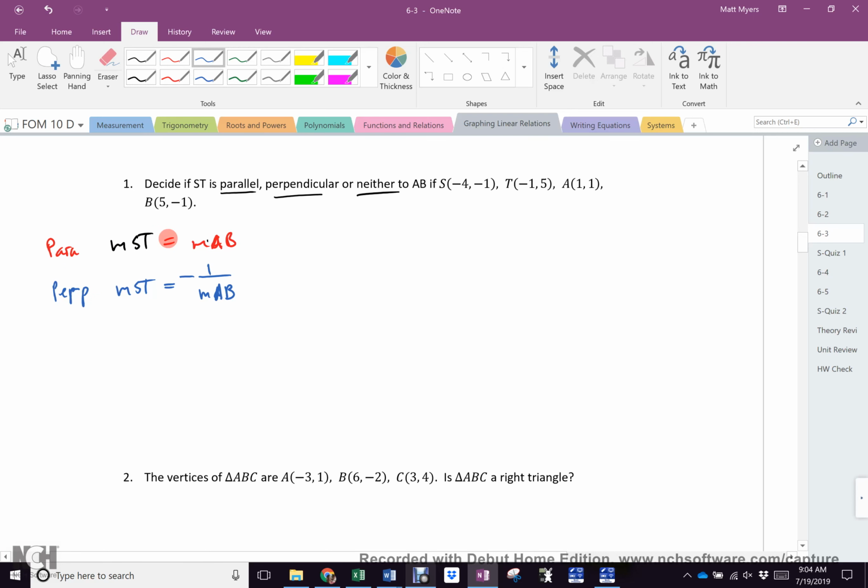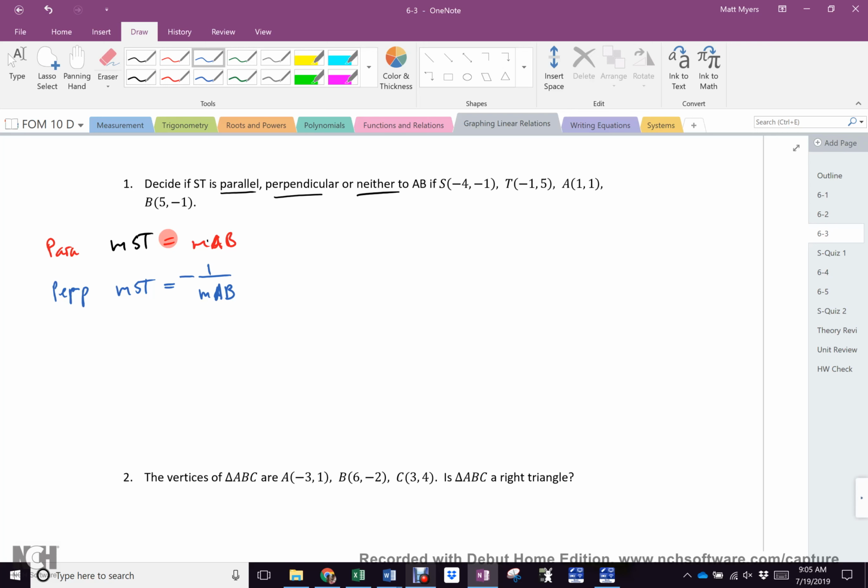So, what can I find first? Can I find the slope of ST? Can I find the slope of AB? Can I then compare those two answers? So I'll ask again, what should I find first? You should find the slope of ST and the slope of AB. Because when in doubt in this unit, what should you find first? If you're not sure, you should always find slope.